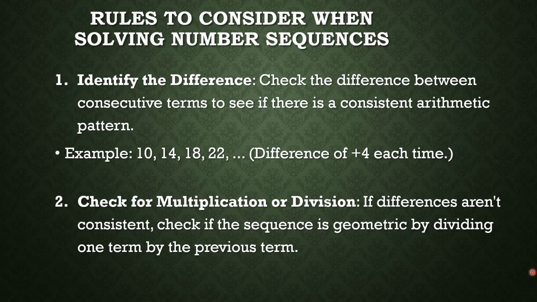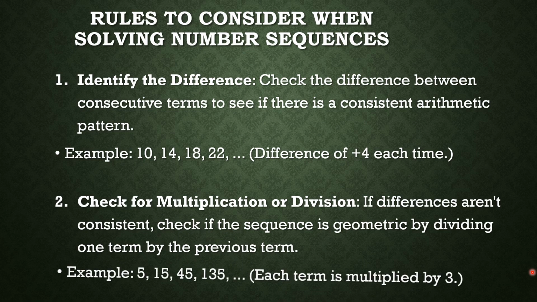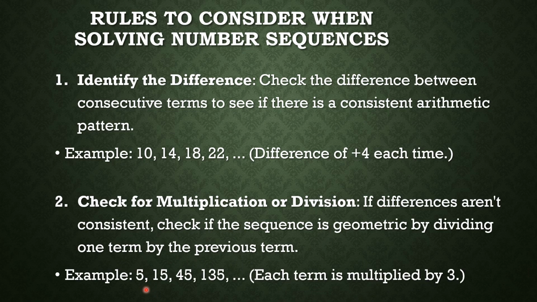The second type of problem is a geometric problem, where we will have a constant multiplication or division. If we see this example, constantly there is a multiplication by 3. So the final answer would be 135 multiplied by 3.